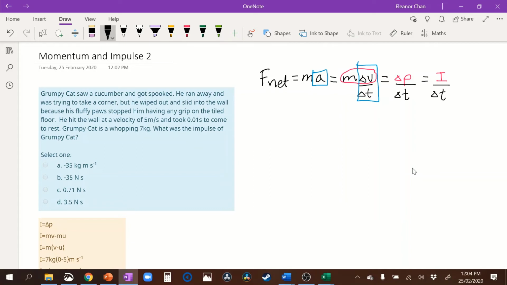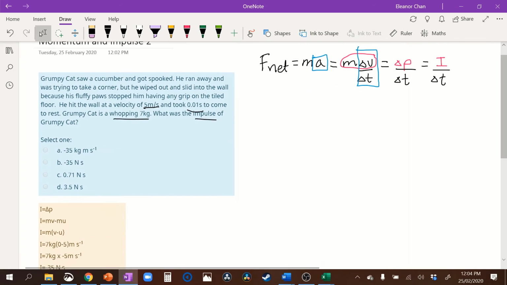So, Grumpy Cat hit the wall at a velocity of 5 meters per second and took 0.01 seconds to come to rest. And Grumpy Cat is a whopping 7 kilograms. We want to know what is the impulse of Grumpy Cat. Yeah? So I've skipped the first bit of the first sentence, because when you're reading through questions, you need to be able to do some speed reading and figure out where's the actual data you care about.